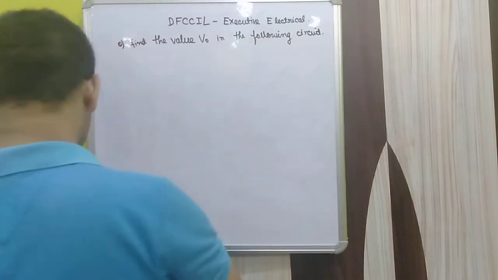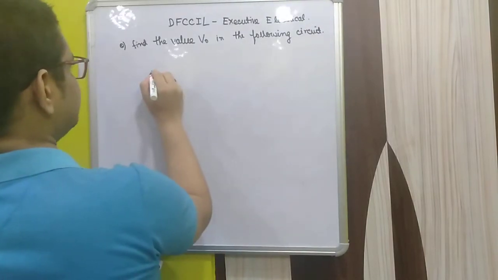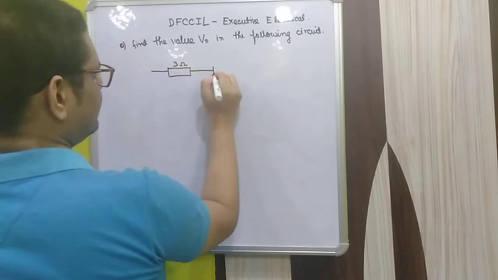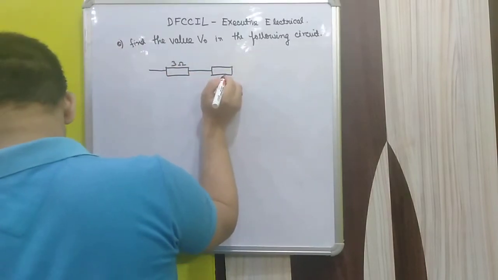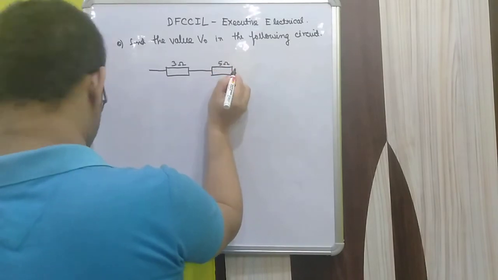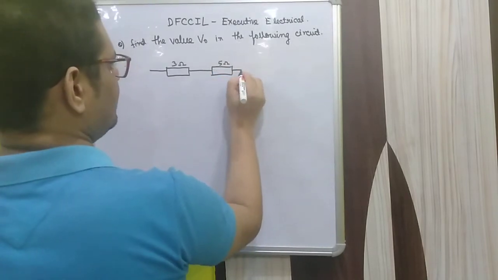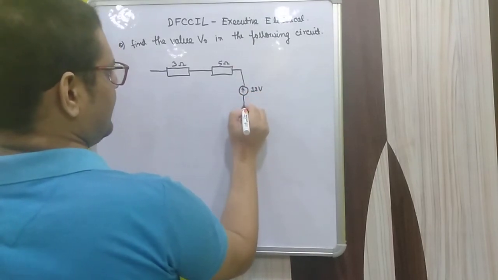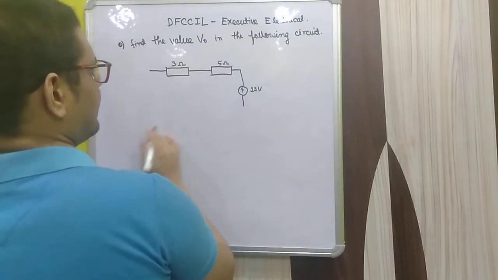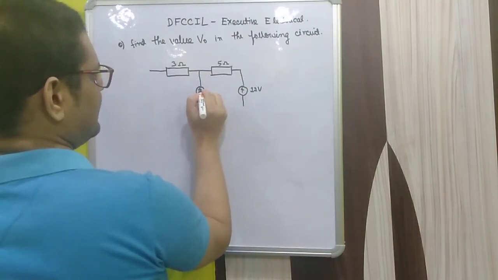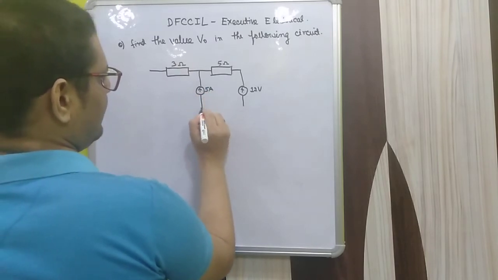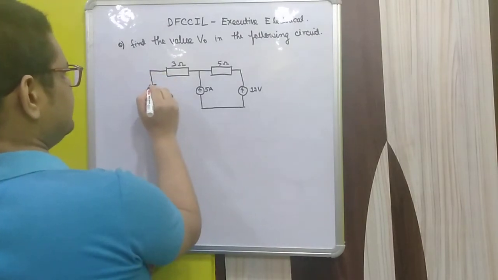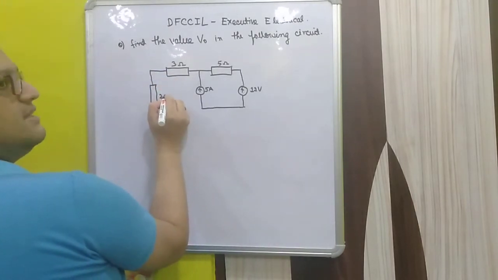So I draw the circuit over here which came. Here is a resistance of 3 ohm, and here is another resistance of 5 ohm, and here you can see there is a voltage source of 12 volt, and there is a current source of 5 ampere. Here I will complete the circuit, and here is another resistance, this is the 2 ohm resistance. I hope it is visible from here.